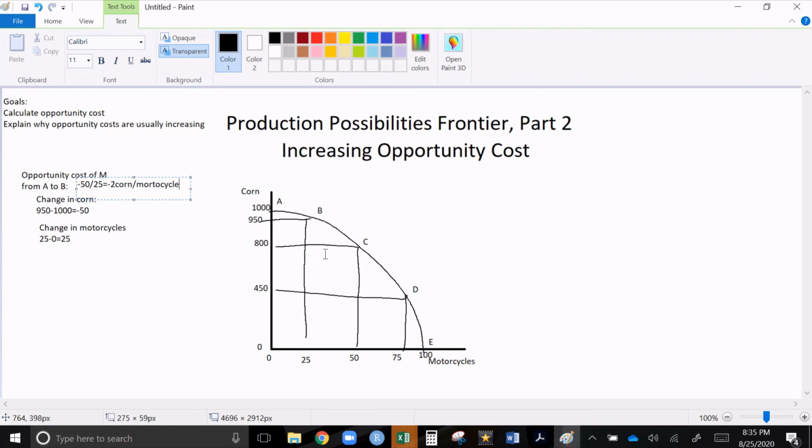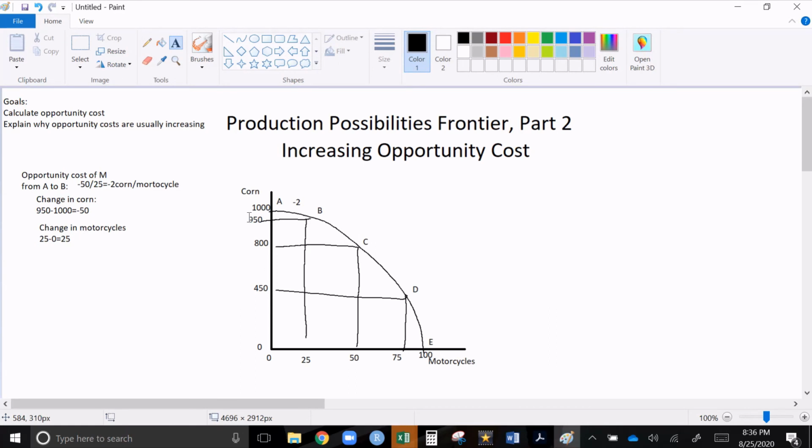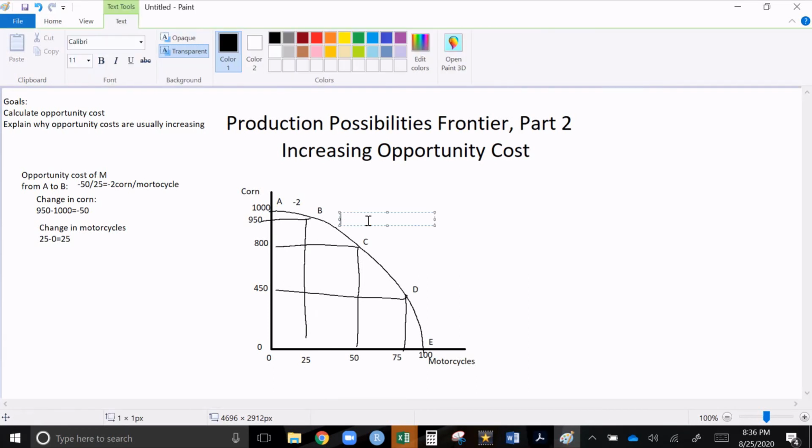Now we could do this again to go from point B to point C. So we know from point A to point B the opportunity cost of motorcycles is minus 2 corn per motorcycle. What about from B to C? Well, the change in corn from B to C, from 950 to 800, falls by 150. 800 minus 950 is minus 150. Motorcycles increase by 25. And so the change in corn over the change in motorcycles is minus 150 over 25, which comes out to negative 6.